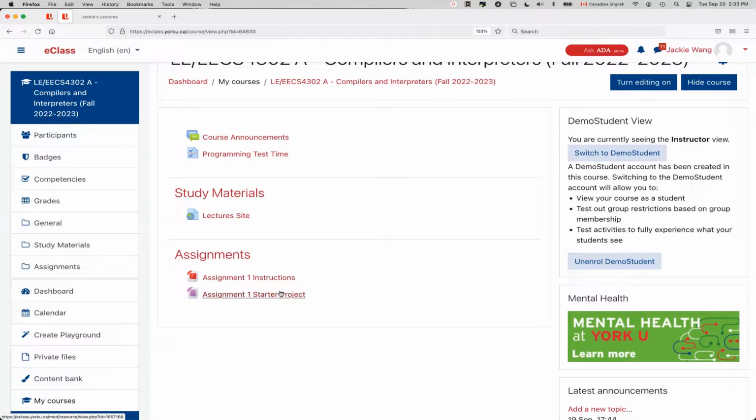And also, there's a starter Java project there that contains some starter code for you to start with. I will encourage you to try additional test cases. You will see, for assignment number one, we are not really using JUnit tests just yet, only console output, for a reason you will see.